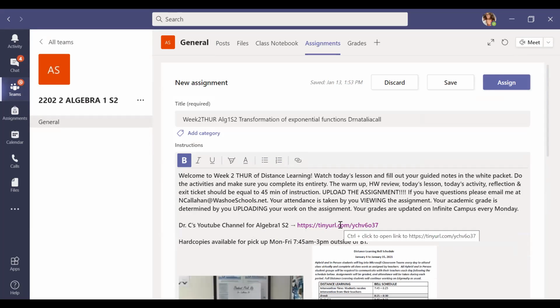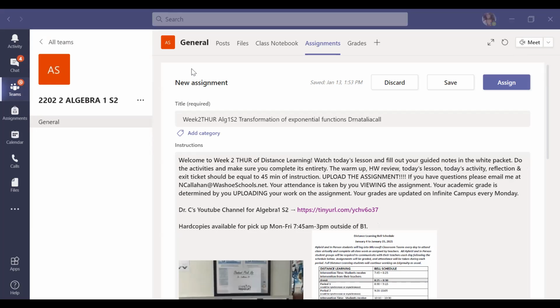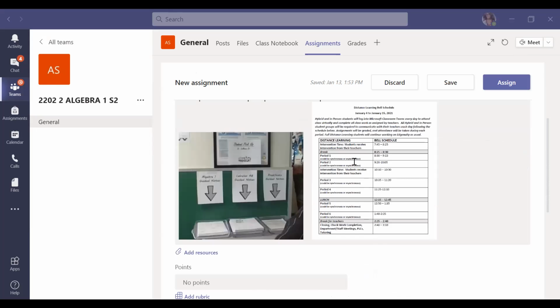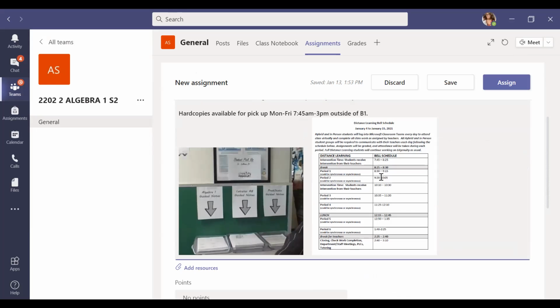It's this tiny URL right here, and hard copies are available outside of my classroom in B1, Monday through Friday, 7:45 till 3 p.m. And just keep in mind to make sure you're doing the instructions and checking in with me during the assigned first period, which is going to be from 8:30 till 9:15.